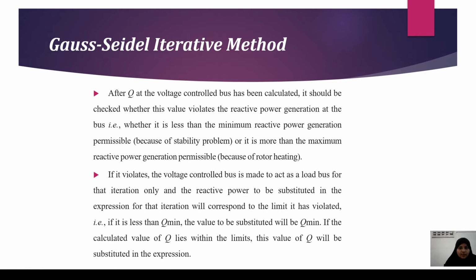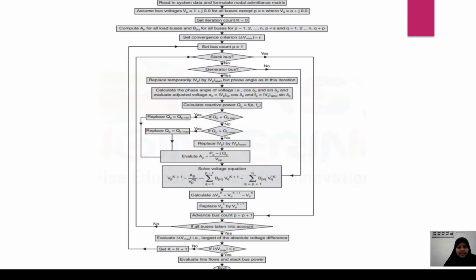After Q at the voltage control bus has been calculated, it should be checked whether this value will violate the reactive power generation limits at the bus. That is, whether it is less than the minimum reactive power generation permissible or more than the maximum reactive power generation permissible. So this value should lie between minimum and maximum. So we have to see whether it is between those permissible values or not.